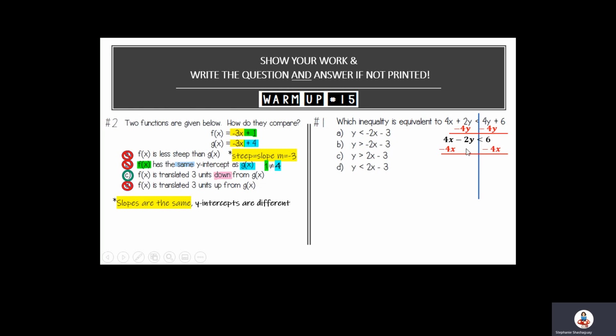Then I subtract 4x from both sides so I can move it to the other side of the equation. And I get negative 2y is less than negative 4x plus 6. And then I need to get rid of this negative 2, so I divide by negative 2 on both sides. And when I divide by negative 2, that means I have to flip that inequality sign. Remember, if I multiply or divide by a negative number in an inequality situation, I have to flip the sign. So then I get y is greater than 2x minus 3, which is letter C.